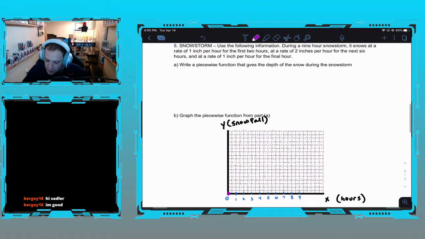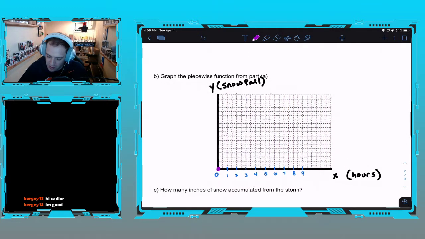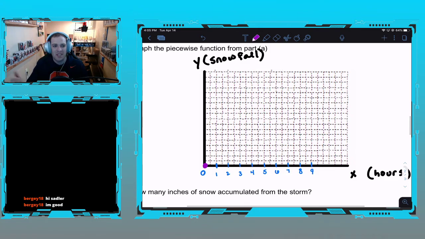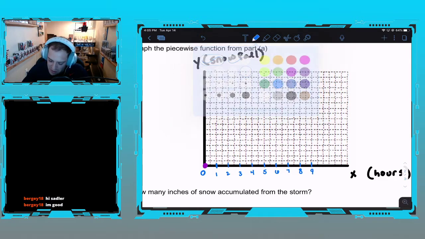The first part says use the following information during a 9-hour snowstorm. It snows at a rate of 1 inch per hour for the first 2 hours. So what I'm going to do is I'm going to set up the graph on the left too. Maybe I should set up the Y's just to be safe. So on the Y part of the graph, I'm going to do the same thing. I'm going to go up 1, and I'm going to skip lines all the way through just to be safe.